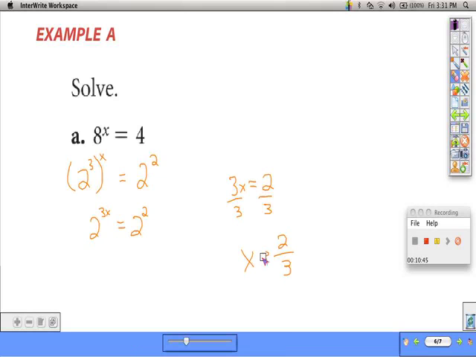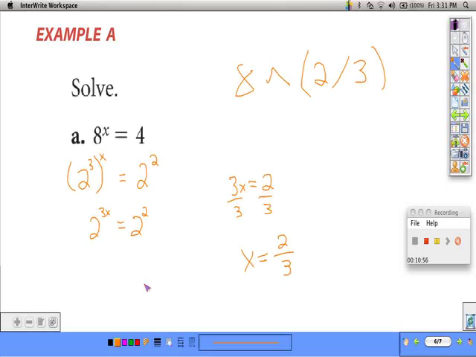2/3. And you could check this in your calculator by hitting 8 and then the caret, and in parentheses 2 divided by 3. And that should give you 4.